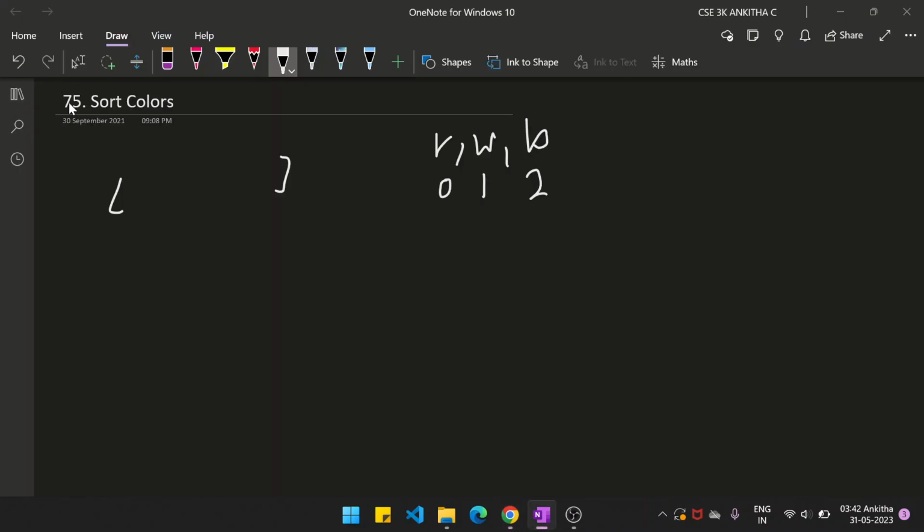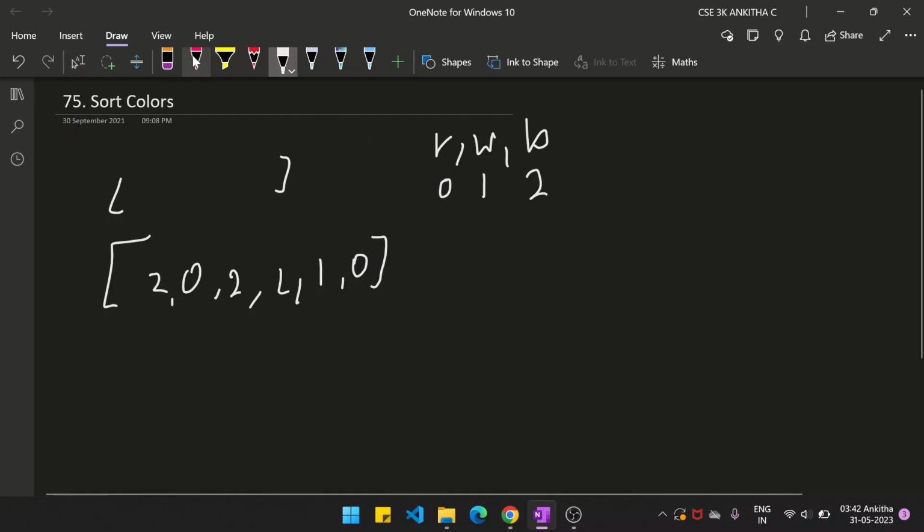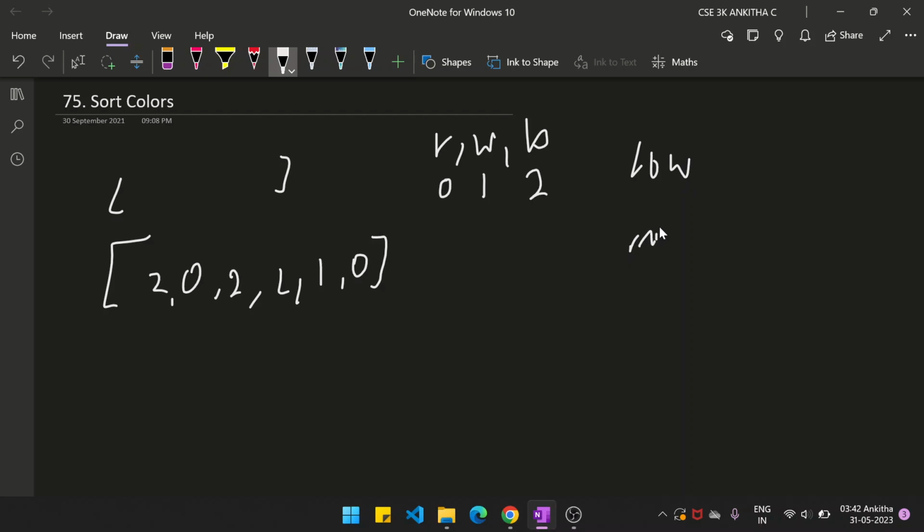But we have to do the sorting with any other method, in place, with no usage of any extra space. So let's take the same example: 2, 0, 2, 1, 1, 0. Now what we will do is we will have three pointers for three colors. So low, mid, and high. Low representing red, that is 0. Mid will be for 1 and high will be for 2. So we will have three pointers for three colors.